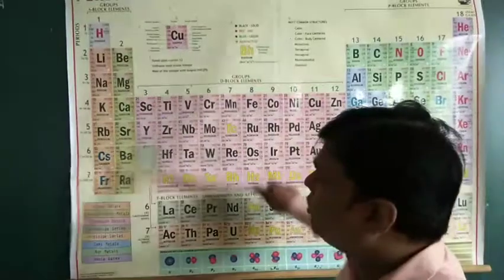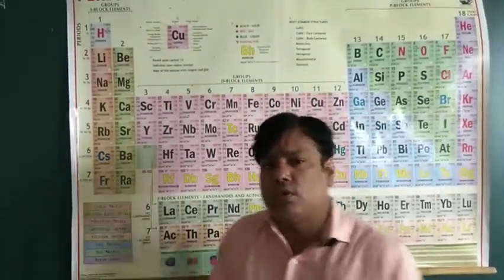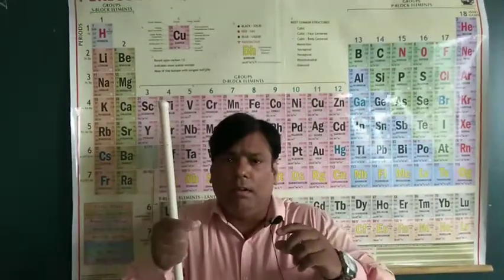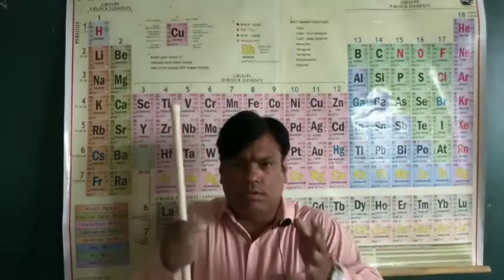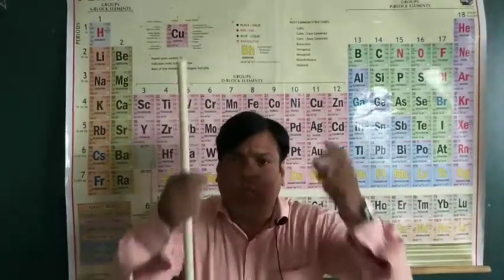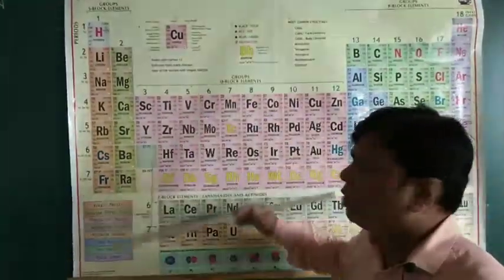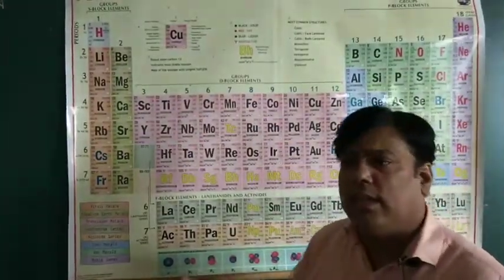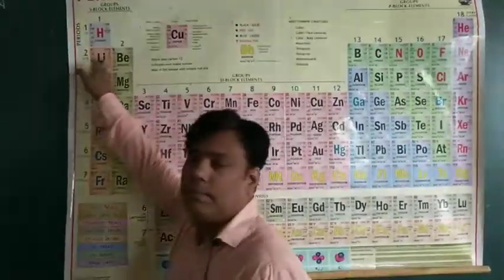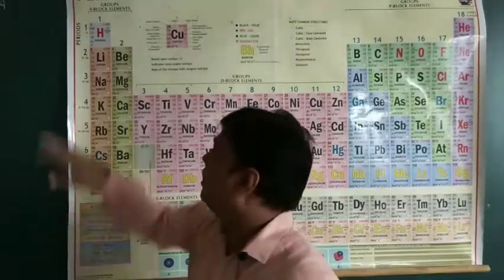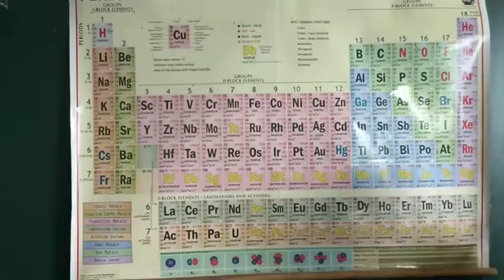So, as we move down the group, atomic radius increases. So, the force of attraction between the nucleus, that is the proton, and the outermost electron decreases as we move down the group. So, as we move down the group, ionization enthalpy decreases. So lithium needs more ionization enthalpy in comparison to sodium, right? Okay.